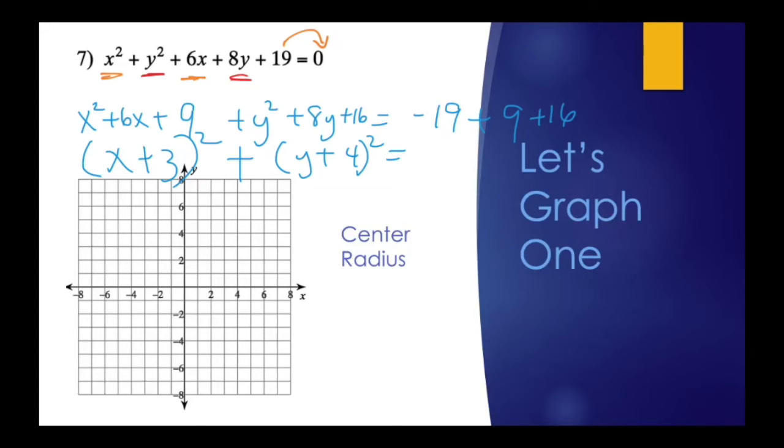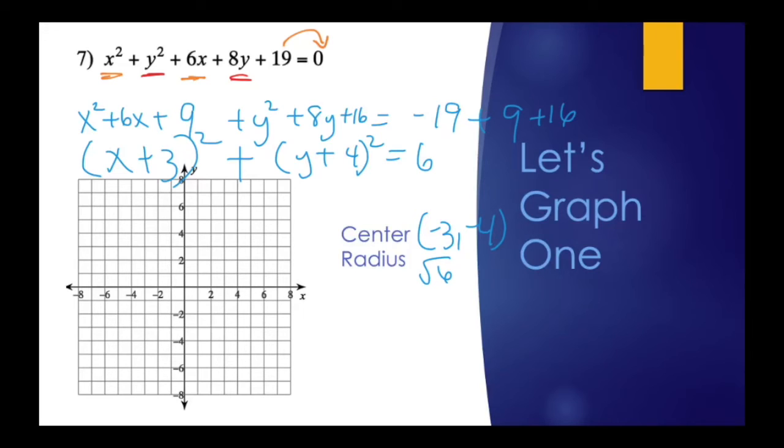We've got negative 19 plus 9 is negative 10, plus 16 is 6. So our center comes from those. We take the opposite of those, and we will have negative 3 comma negative 4. And our radius comes from the square root of that, and we're just going to keep it square root 6.